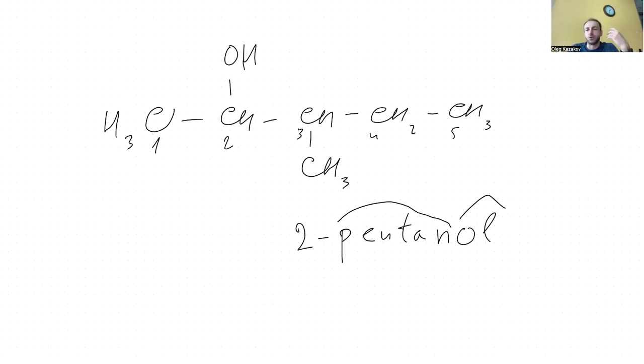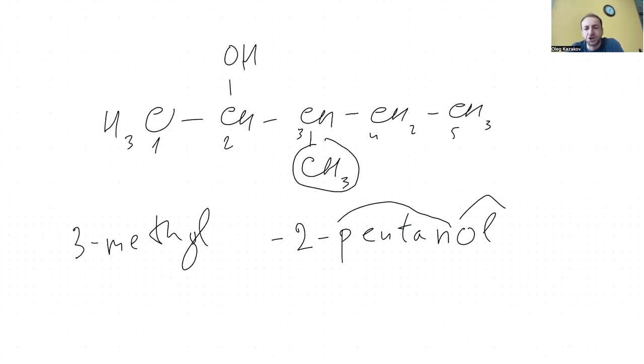Then we're going to beef it up with our substituents and their locations, or location and substituent, strictly speaking. On carbon number 3, we have a methyl. So this is going to be our methyl on carbon number 3. Let's put it this way: 3-methyl-2-pentanol. So that's it. That's going to be the name of an alcohol explained.